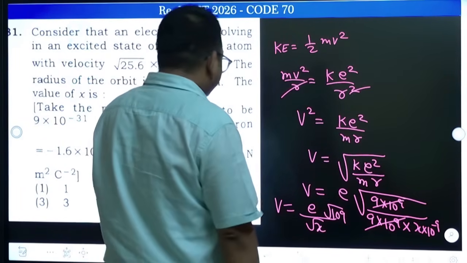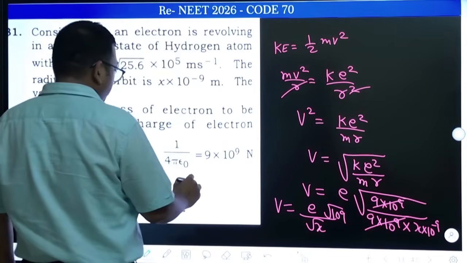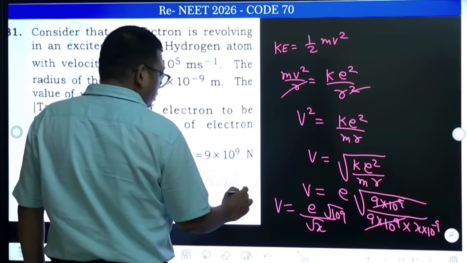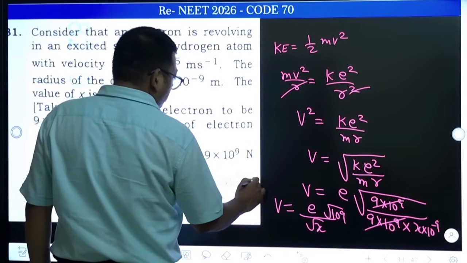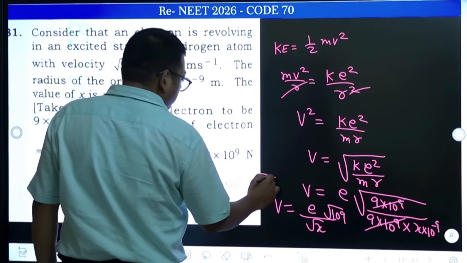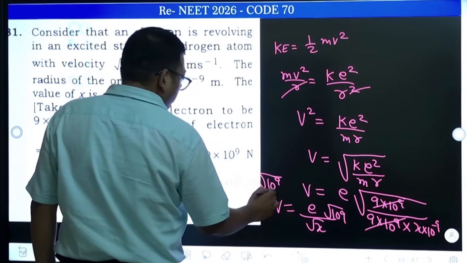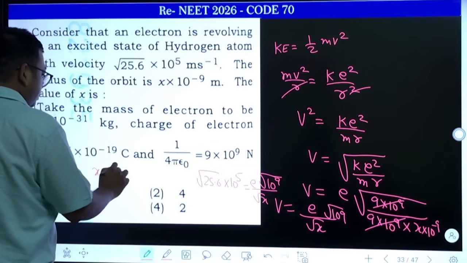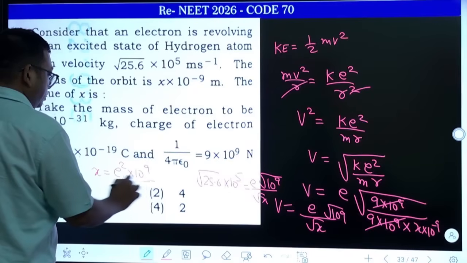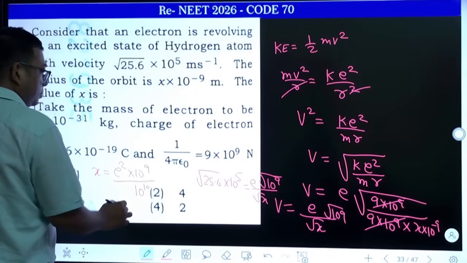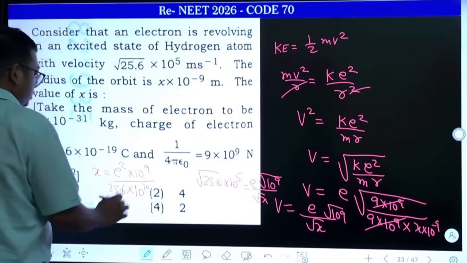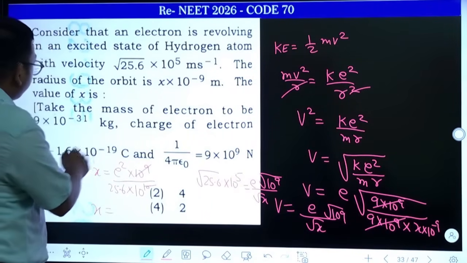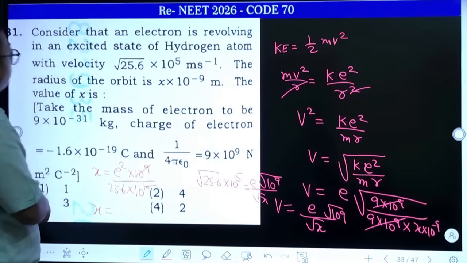Okay. Now we will substitute v and try to solve. V is given as root under 25.6 into 10 to the power 5. This we can equate with e root under 10 to the power 9 divided by root x. Square that, then what will be x? X will be e square into 10 to the power 9 by 10 to the power 10 into 25.6. Now check here. So one extra 10 will remain. So x will be e square. The square of this you have to do, right?